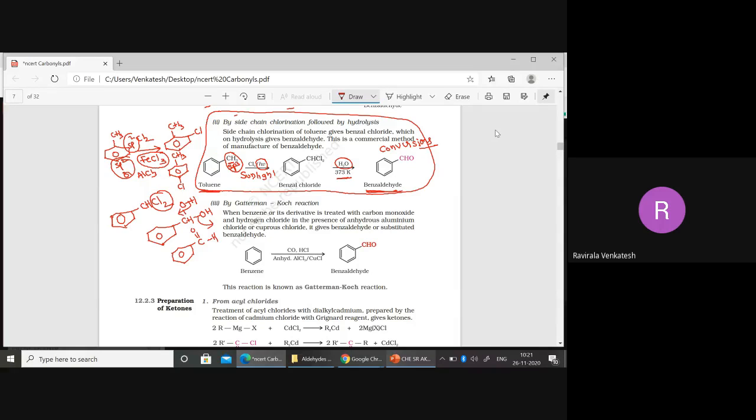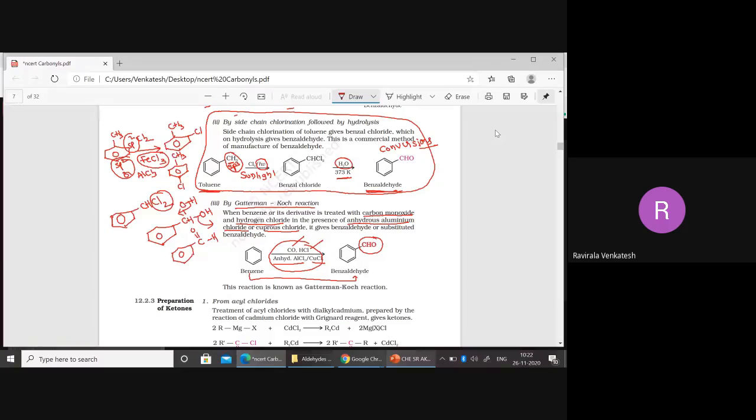Now let me see the Gattermann-Koch reaction. In this case, we are converting benzene directly into benzaldehyde. Now we are getting the CHO group directly. What are the reagents we are taking? Carbon monoxide, hydrogen chloride in presence of anhydrous aluminum chloride or cuprous chloride. You can take either of these.